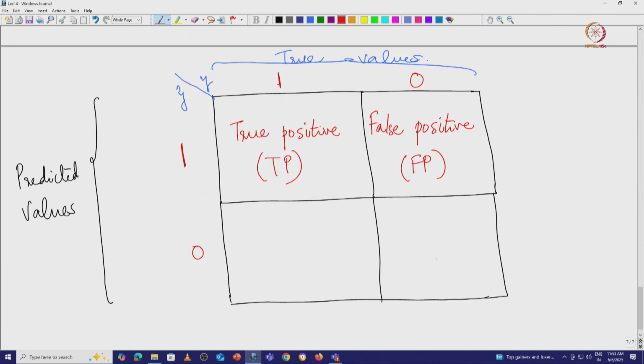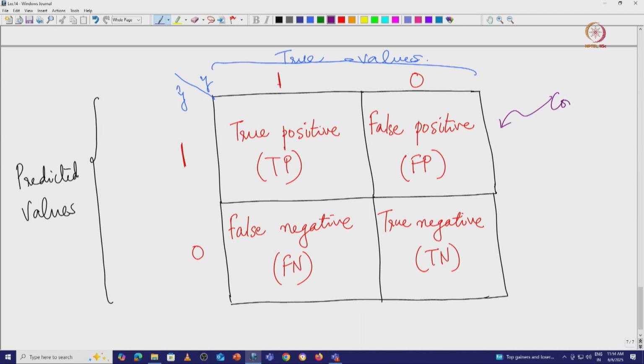And then the remaining 2 entries follow naturally. So this is a false negative. Y was 1, but y hat you predicted wrongly that it is a negative, and this finally is the true negative. Both y and y hat are equal to 0. So the desirable entries in this confusion matrix, like I said, this is called a confusion matrix.